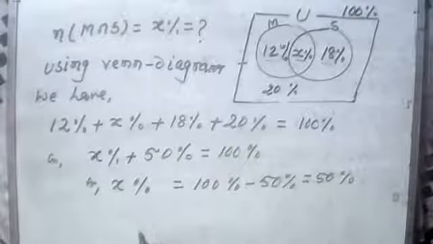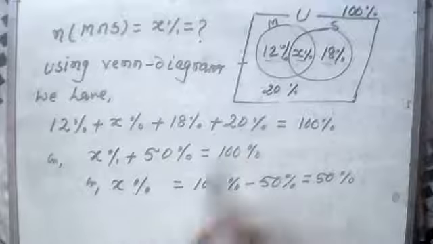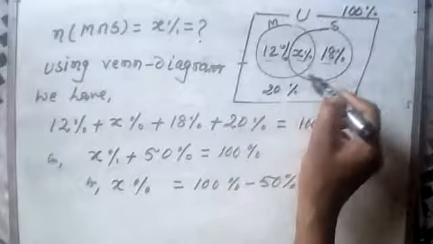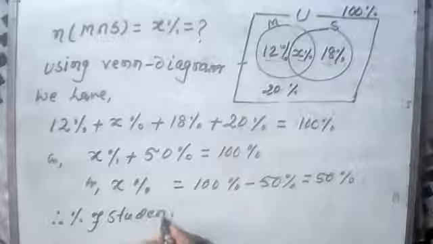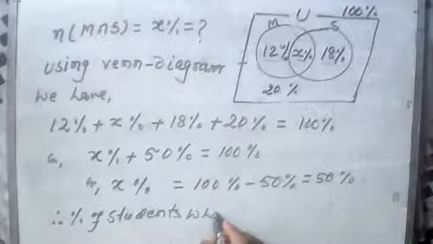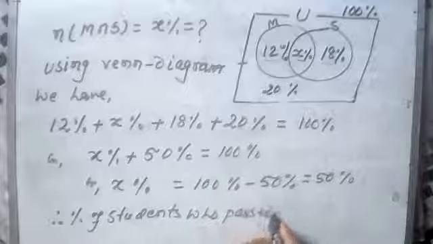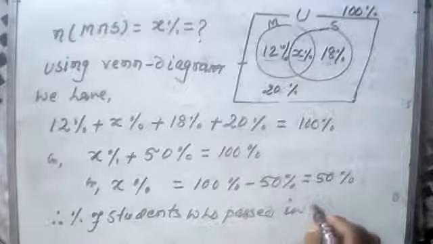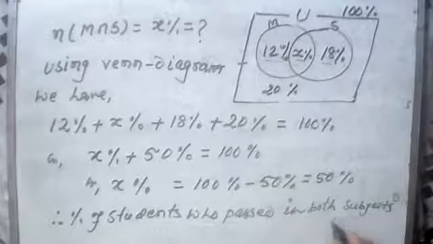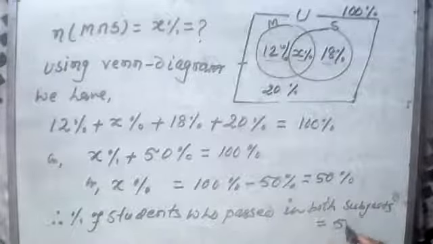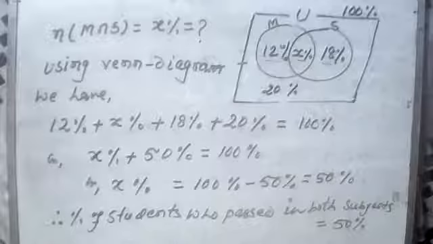So we need to write the conclusion. This x percent means those who passed in maths and science both. Therefore, the percentage of students who passed in both subjects is equal to 50%. Now we go for the next question. We have the next question.